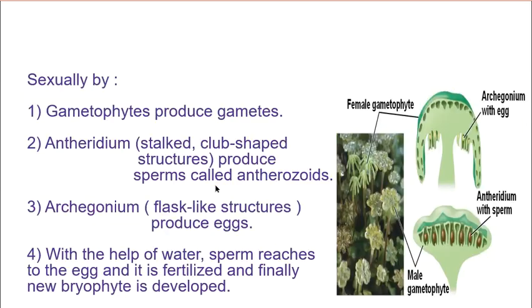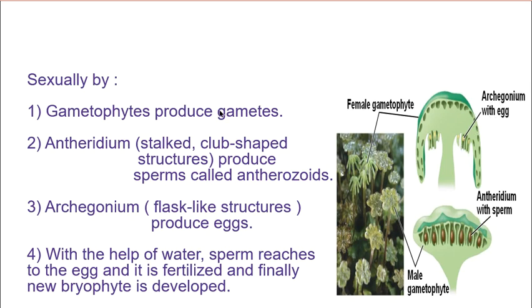Moving forward, this is sexual reproduction in bryophytes. In that, this is the picture you can recall. In the previous slide, we have seen that this is the hornwort plant. Fine. The hornwort plant has a male gametophyte and a female gametophyte. The male gametophyte has antheridium. The female gametophyte has archegonium. Antheridium contains sperms. Archegonium is full of eggs.